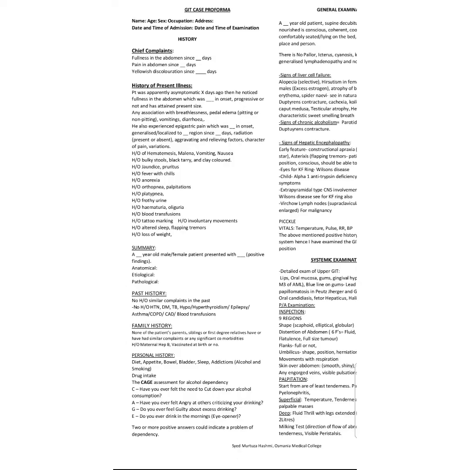Let us discuss the GIT case proforma. You have to take the patient details: name, age, sex, occupation, address, socioeconomic status, date and time of admission, date and time of examination, and then you need to start with the chief complaints in your history. Chief complaints mainly would be abdominal distension and yellowish discoloration of the eyes, any pain in the abdomen, any pedal edema. So these will be the chief complaints of your patient.